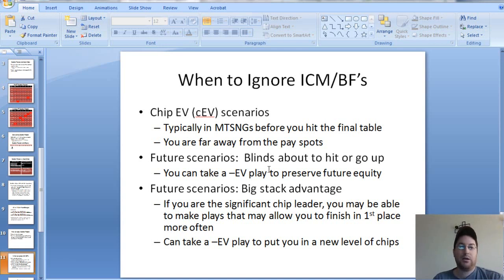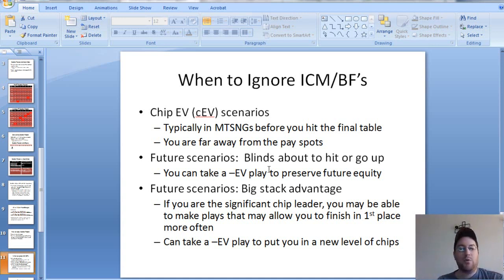So as the big stack, you can exploit the bubble factor to put yourself in great position to pick up a massive stack that will allow you to finish in first place more. So what that means is there's times where you can even take slightly negative EV spots if winning that hand puts you into a new category of chips that will allow you to do things you otherwise couldn't have done, to give you a better opportunity to come in first place.